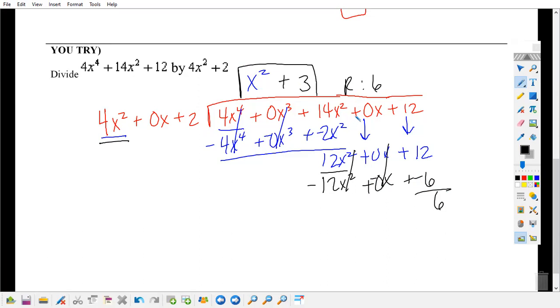X squared plus 3. If you want to write it, so when we get to pre-cal, you'll be writing it as x squared plus 3 plus 6 over 4x squared plus 2. That's what we'll be doing in pre-cal. Yes, exactly. But right now, are we in pre-cal yet? No, we're just making sure we can do this, right? So that's okay.